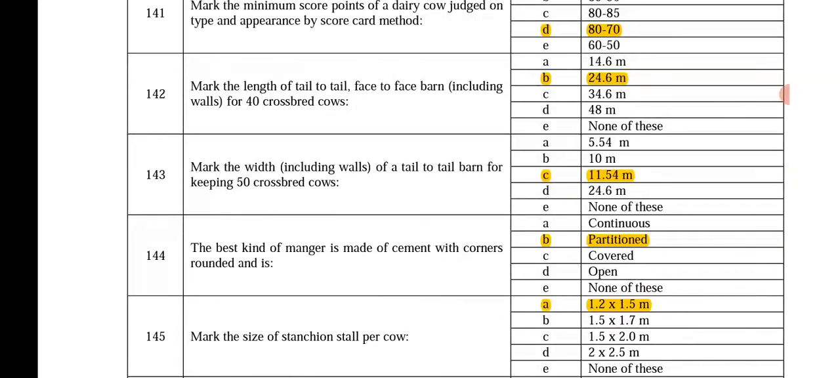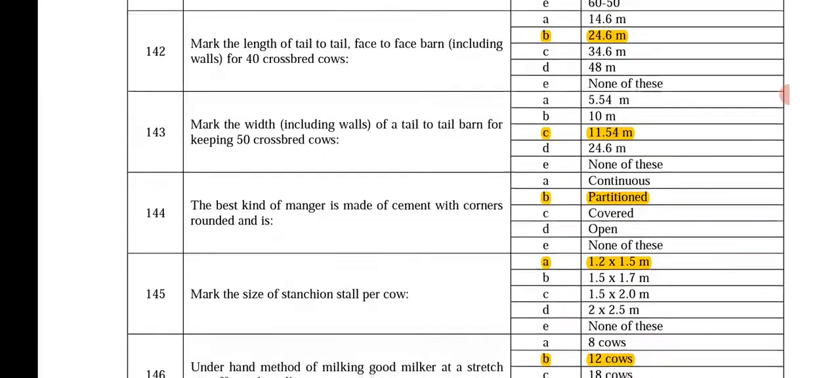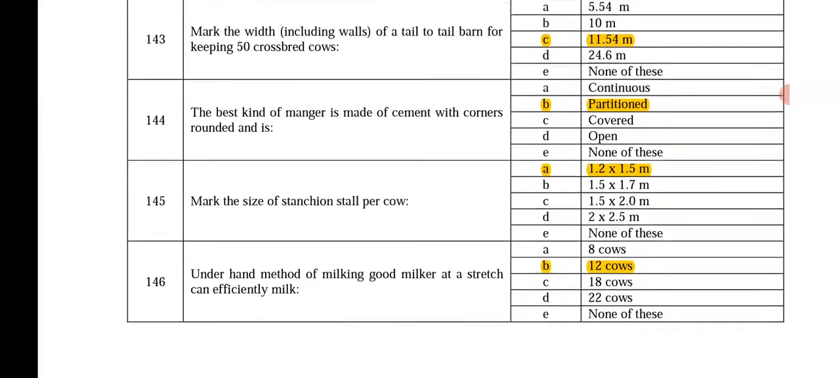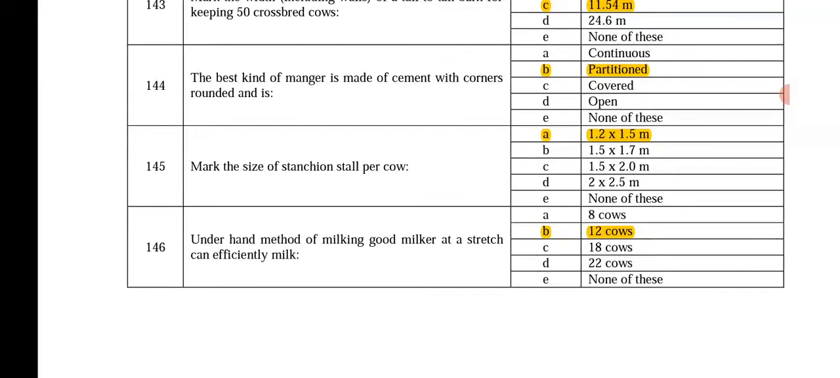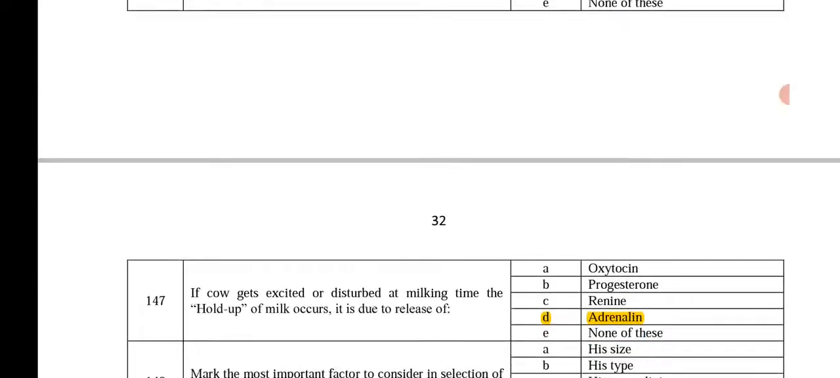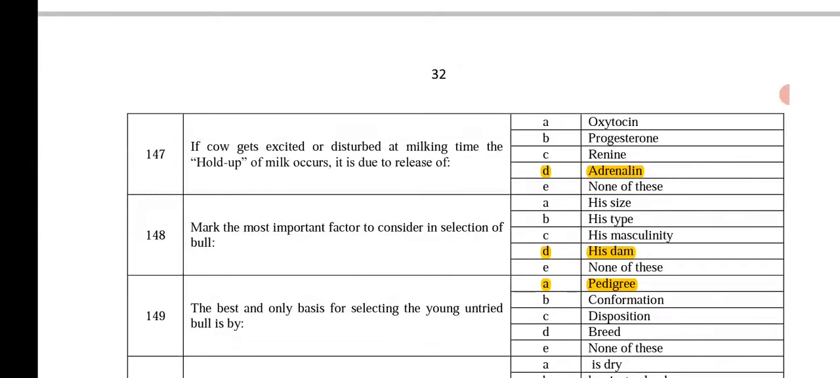The best kind of manger is made of cement with corners rounded and is partitioned. Mark the size of stanchion stall per cow: 1.2 by 1.5 meter. Underhand method of milking. A good milker at a stretch can efficiently milk 12 cows. If cow gets excited or disturbed at milking time, the hold up of milk occurs due to adrenaline.